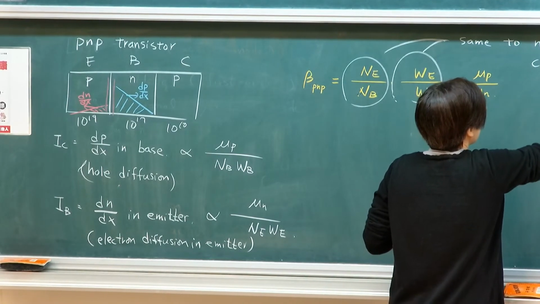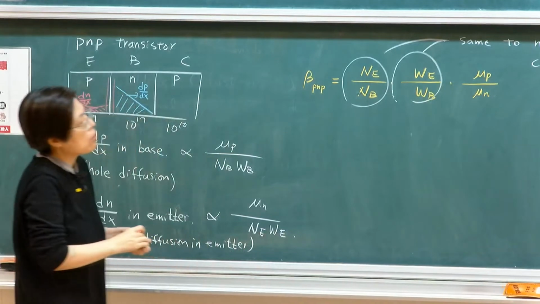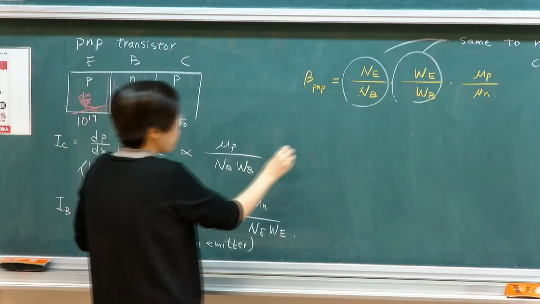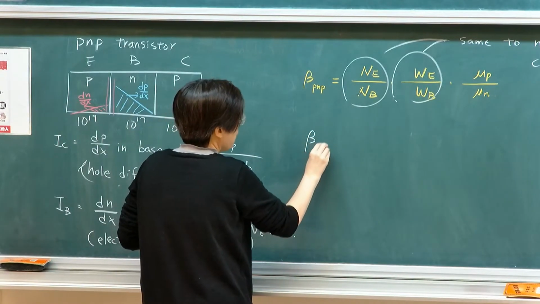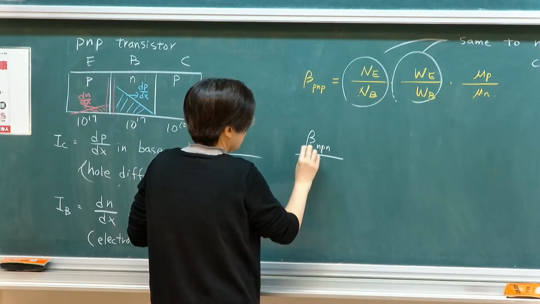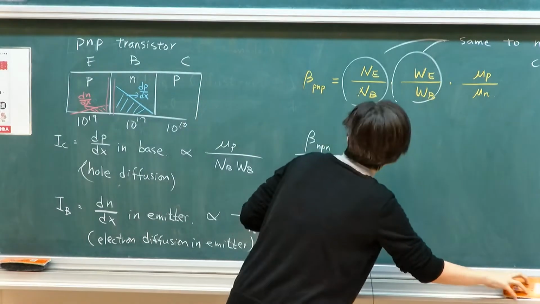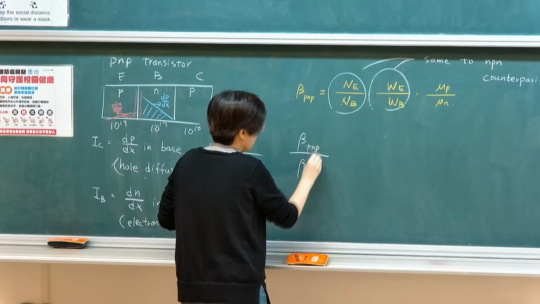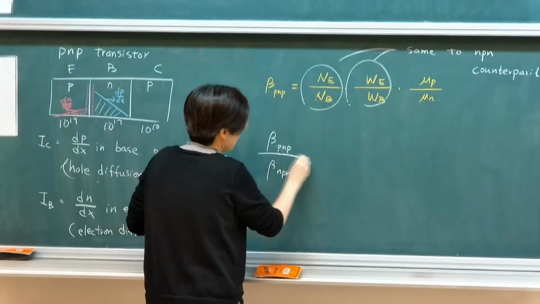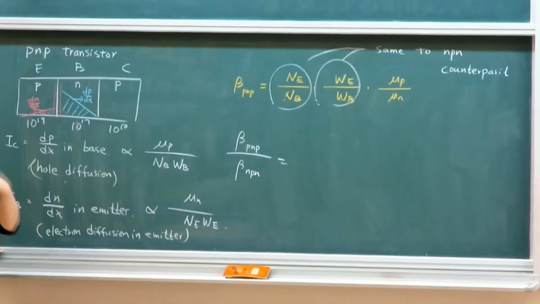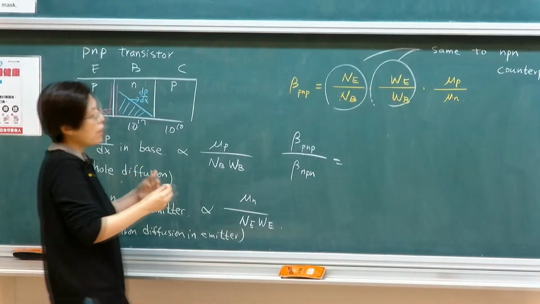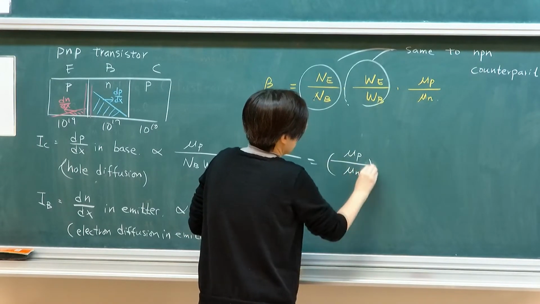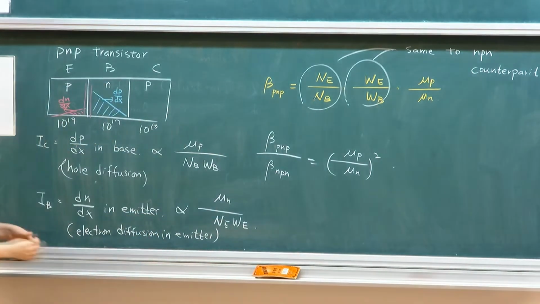So if I make an NPN with the same emitter-base doping concentration, I want you to compare it with a PNP. If I want to compare the two, what does the ratio depend on? All the device structure and doping concentrations are the same, so they cancel each other, and you get mu P over mu N squared. Okay?